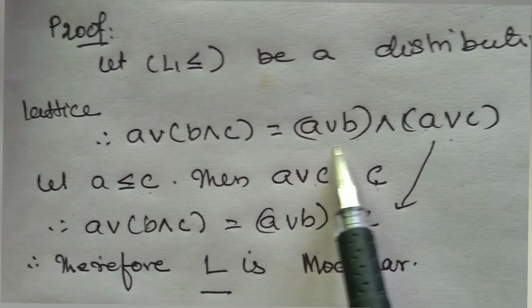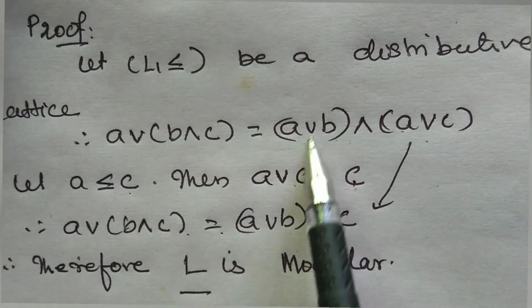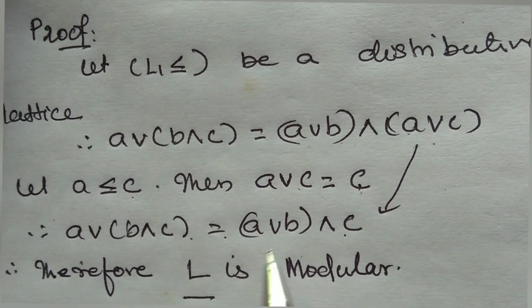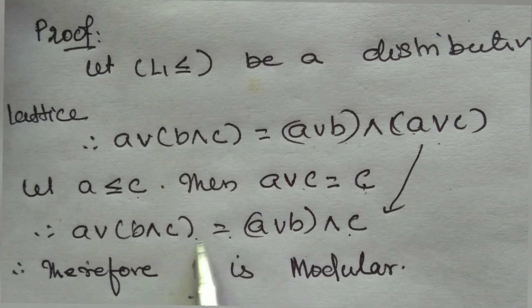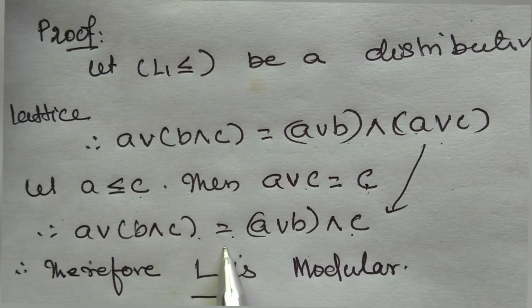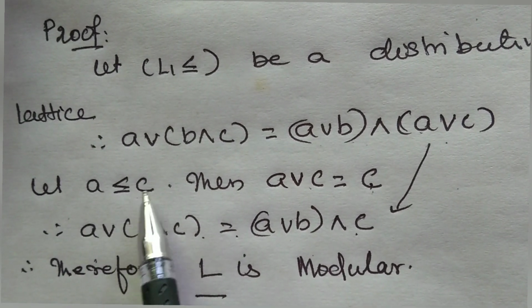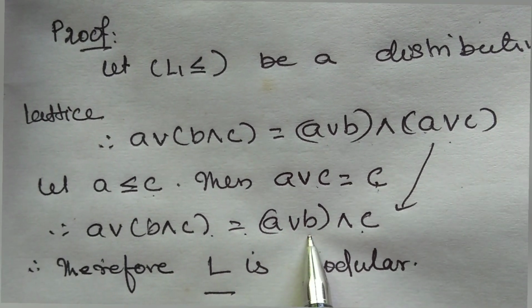Now substitute in this equation, that is A or (B and C) is equal to (A or B) and (A or C). What is A or C? A or C is equal to C. So we interchange the bracket. This is the necessary condition for a modular lattice. So one thing, you must assume this condition. By using this assumed condition, we have to prove this condition.